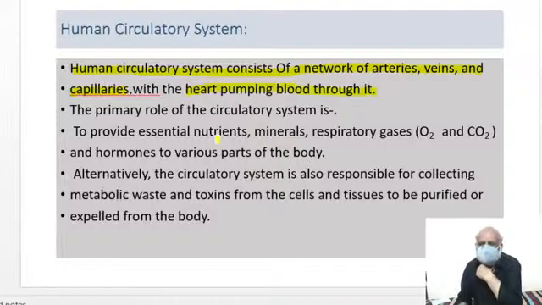What is the role of circulatory system in human beings? It provides essential nutrients, minerals, respiratory gases, and hormones to the various parts of the body.